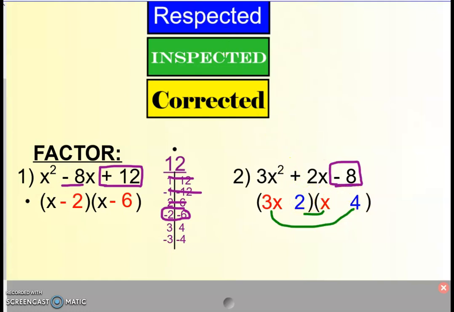It doesn't mean they're bad numbers. It just means those aren't the numbers I want to use. So maybe I switch these. Maybe I put the 4 here and the 2 here. Let's check the math now.